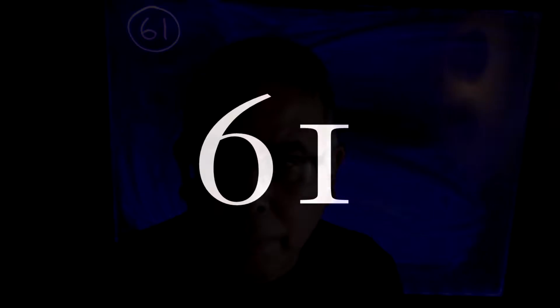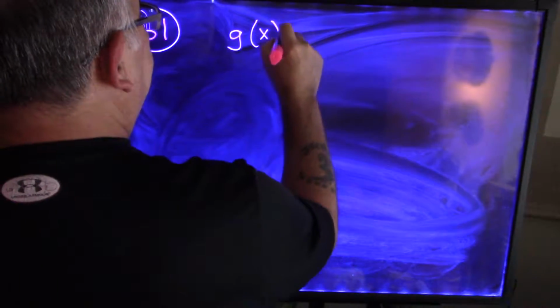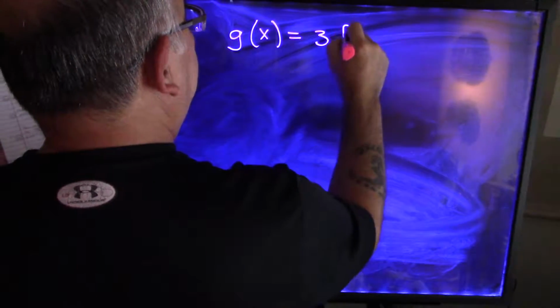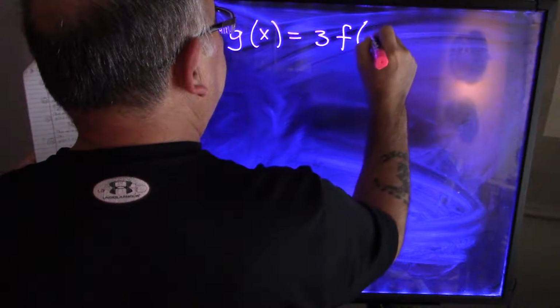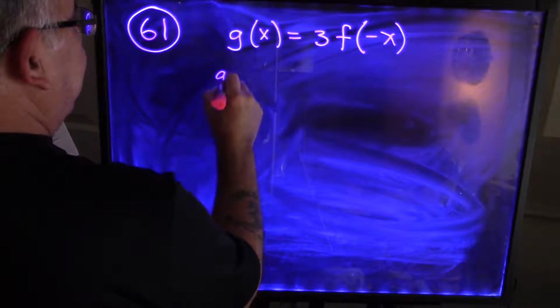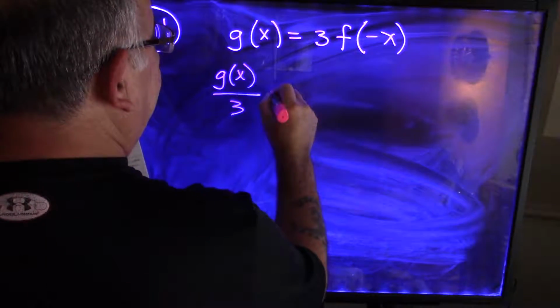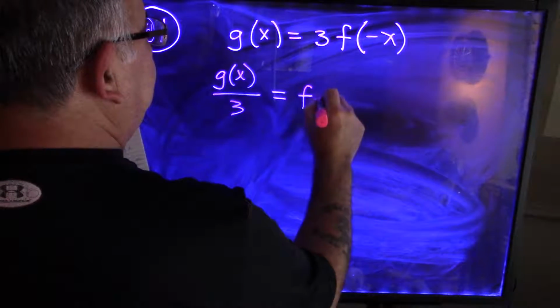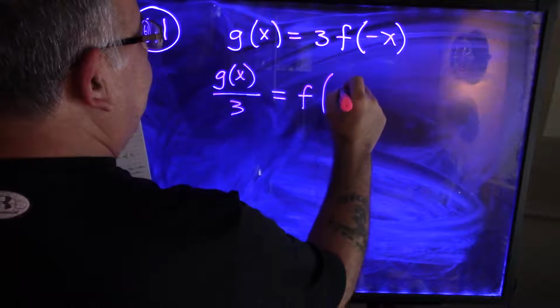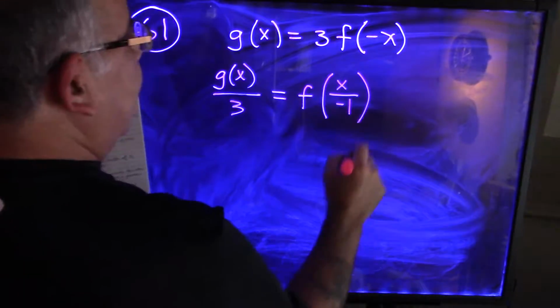Number 61. We have g of x equals 3f of negative x. So what I'm going to do is divide both sides by 3 first. So you get g of x over 3 equals f of, and instead of negative x, I'm going to write x over negative 1. Alright?